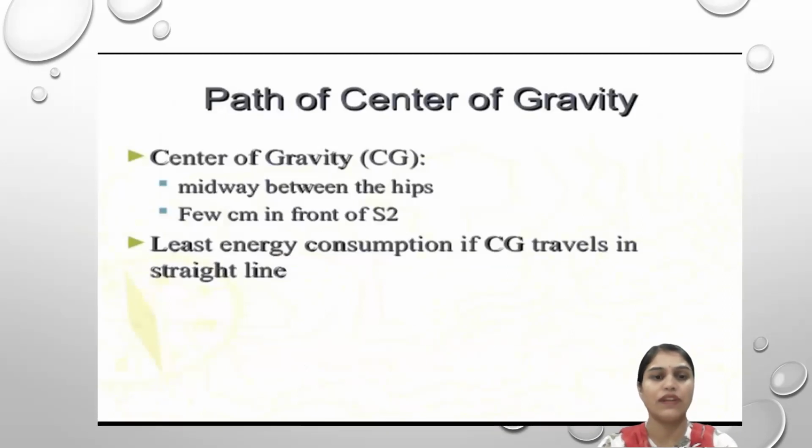Path of center of gravity. The center of gravity is midway between the hips, a few centimeters in front of S2. Least energy consumption occurs when the center of gravity travels in a straight line.